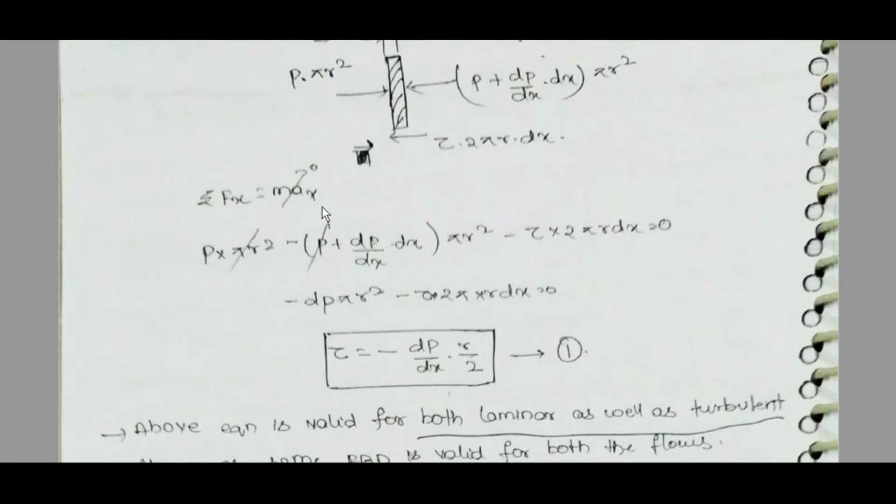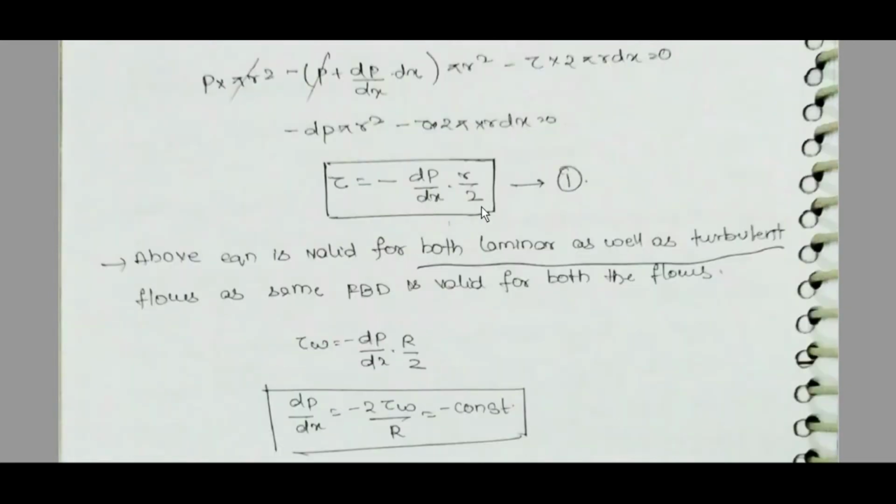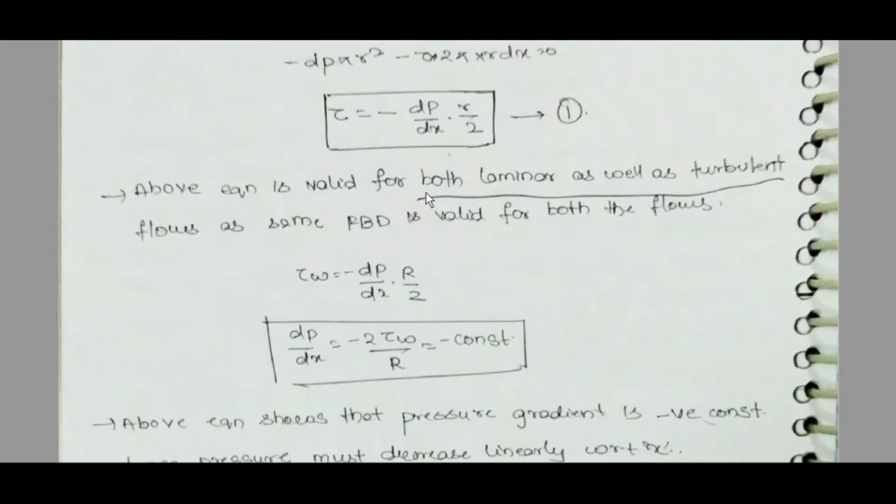Sum of forces along x equals mass times acceleration, which tends to 0. So P pi r squared minus (P plus dou p by dou x times dx) pi r squared minus tau times 2 pi r dx equals 0. This gives minus dp pi r squared minus tau 2 pi r dx equals 0. Tau = minus dou p by dou x times r by 2. The above equation is valid for both laminar as well as turbulent flows, as the same FBD is valid for both flows.